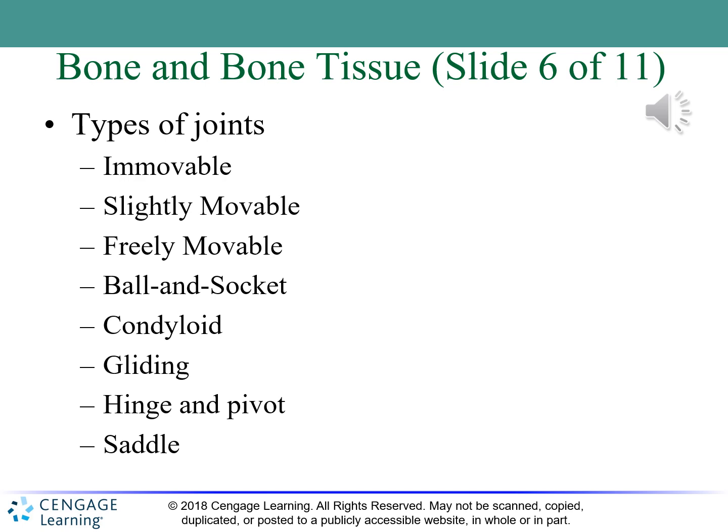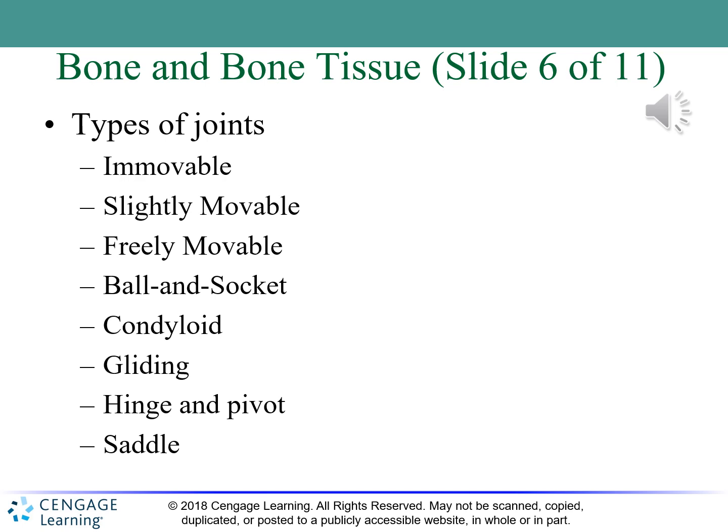Joints are classified according to the movement that is possible. The three general groups are called immovable, slightly movable, and freely movable joints. So those are the first three on this slide. Next page, let's talk about them.